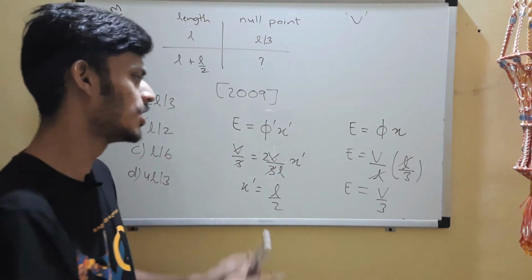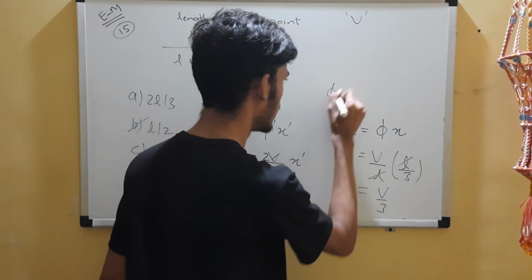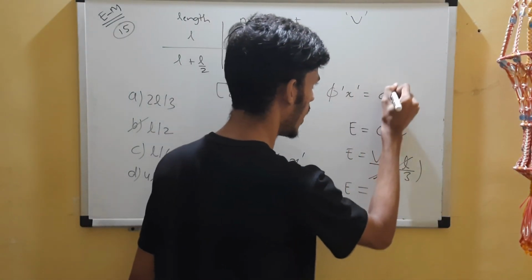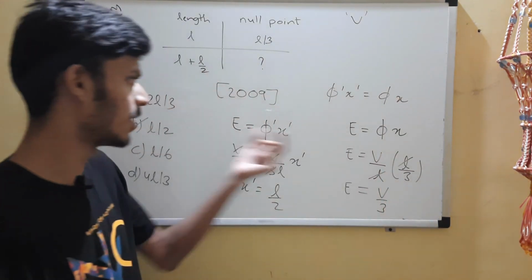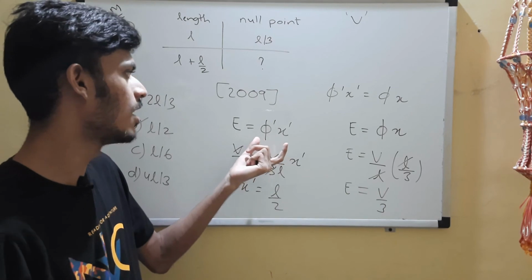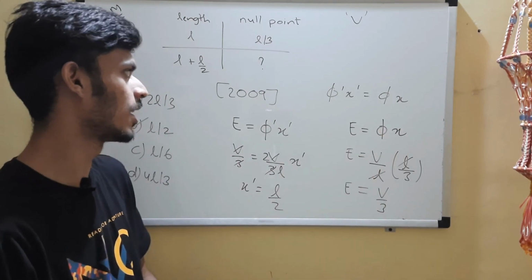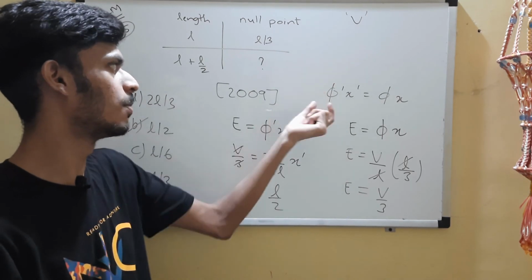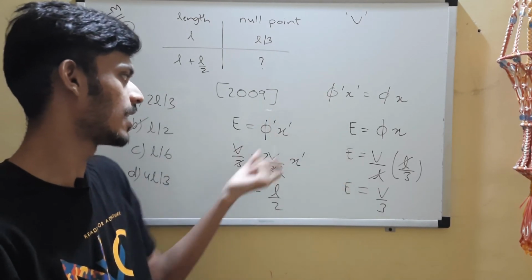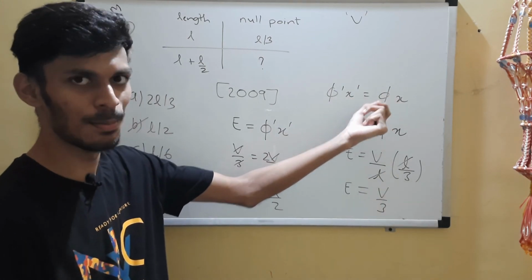Okay, now instead of doing it step by step, you could have just used phi dash X dash is equal to phi into X. From here you can see that the EMF of the cell is the same. We are balancing the same cell. So phi dash X dash will be equal to phi into X. Since the potential gradient changes in the second case, the length also changes in order to maintain the same product over here.